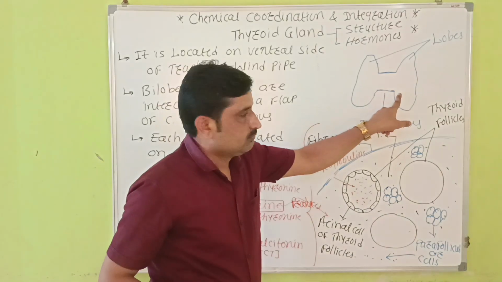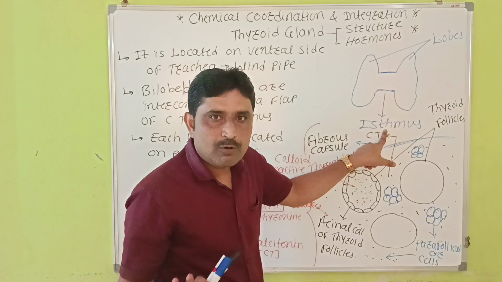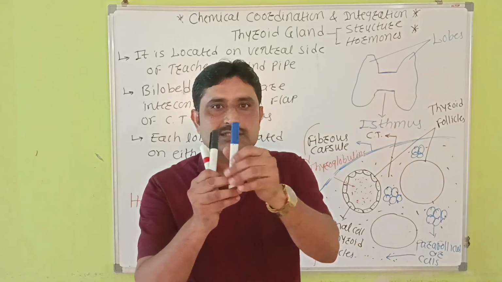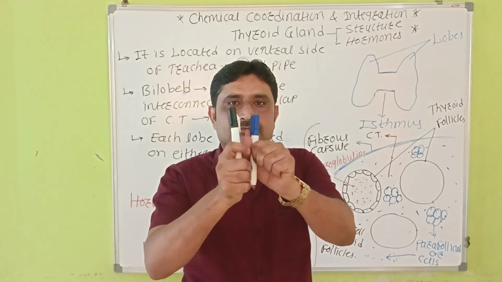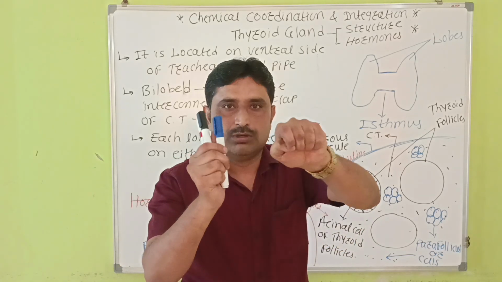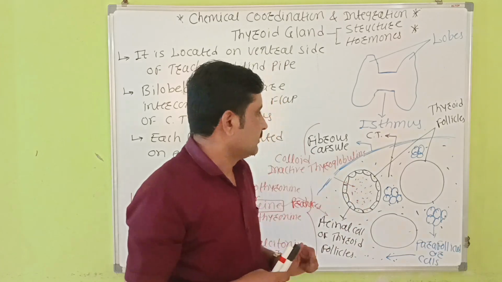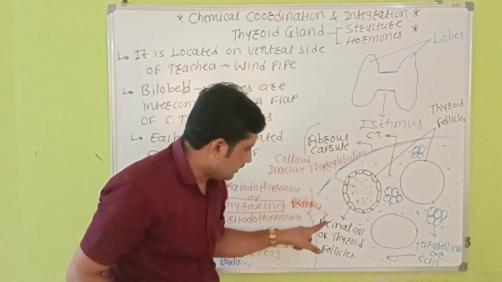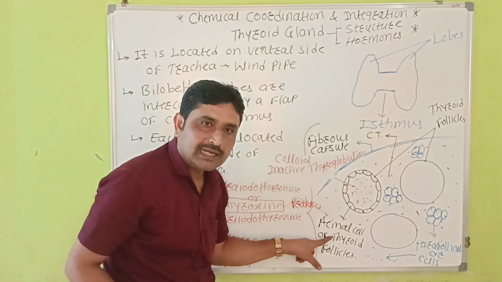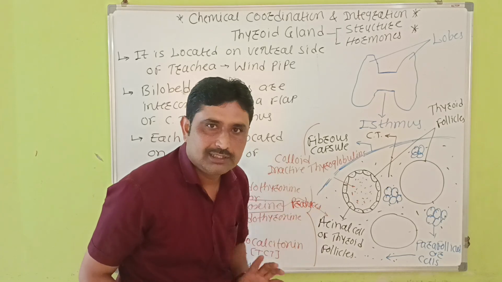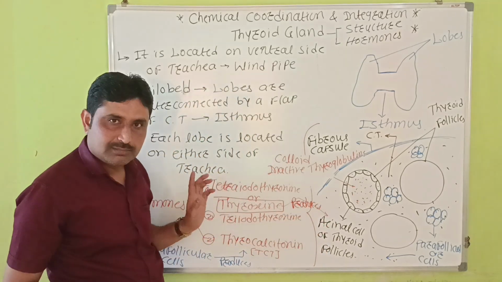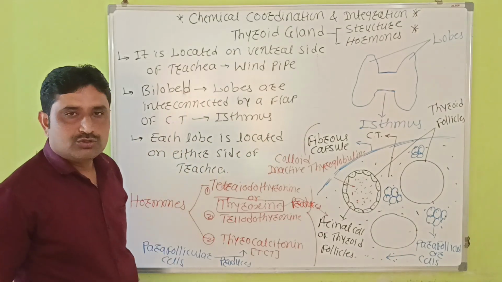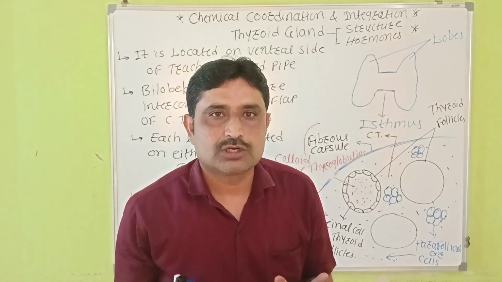So it is bilobed, connected by a flap of connective tissue, that is the isthmus. Each lobe is present on either side of the trachea, like this. One lobe and this is the second lobe. If we look at the internal structure, inside it there are thyroid follicles, and each thyroid follicle is surrounded by the acinal cells, the thyroid follicular epithelium. Acinal cells make thyroxine, parafollicular cells make thyrocalcitonin. So this is about the structure and hormones.